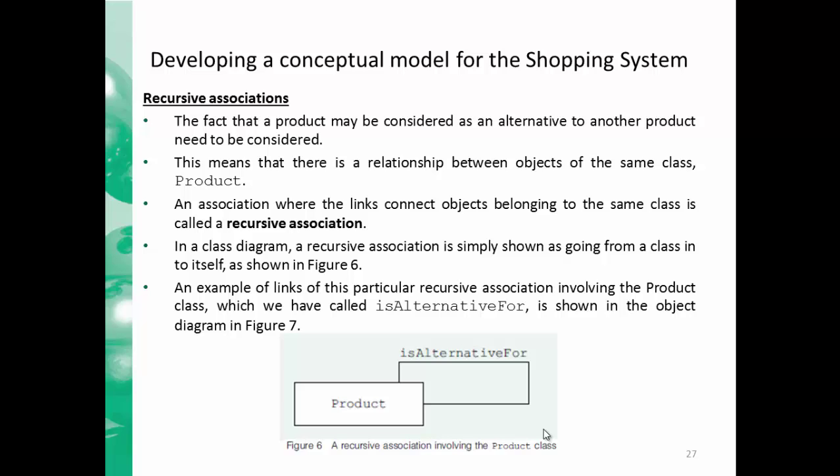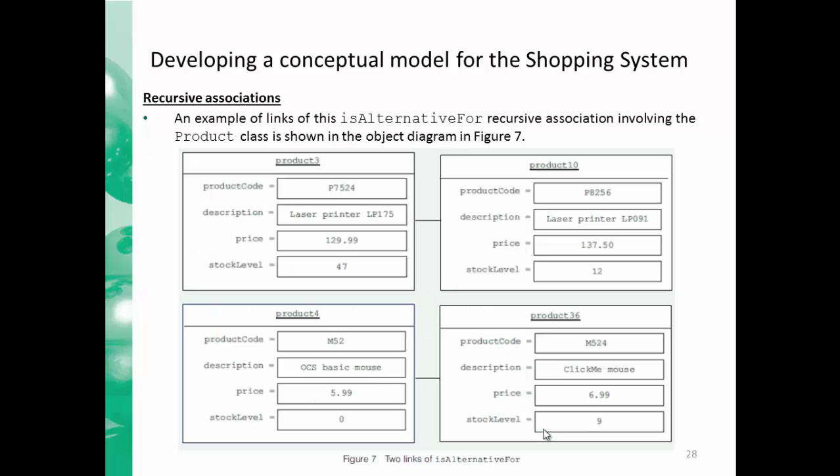You can see the figure below showing a relation between a product and another product object. So you find the association is coming out from the class product and going back to the same class. Here, an object diagram showing how the recursive association will be implemented at the object diagram level. You find that product 3 and product 10 are alternative to each other, so are product 4 and product 36.